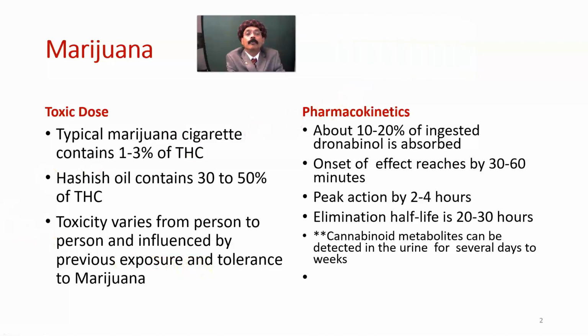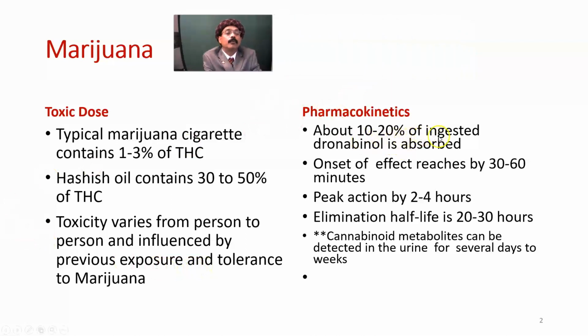If you go to the pharmacokinetics, about 10 to 20% of ingested dronabinol, which contains tetrahydrocannabinol, is absorbed. Onset of effect is reached by 30 to 60 minutes. Peak action is by 2 to 4 hours. Elimination half-life is 20 to 30 hours. You have to remember that cannabinoid metabolites can be detected in the urine for several days to several weeks.